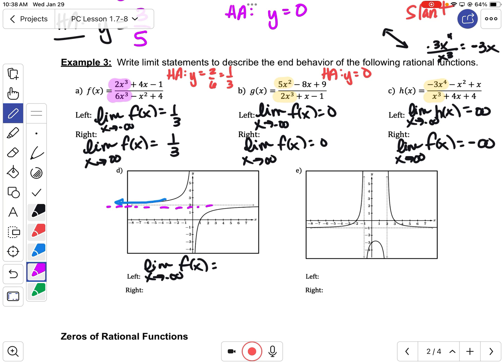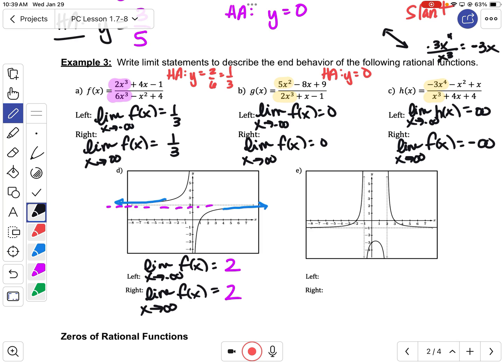Yeah, it's getting really close to that asymptote, which is 2. Okay, would you let Elise back in? Thank you, baby. And then if we do the right side, the limit as x approaches positive infinity of f of x. Okay, so on this right-hand side, what's it getting really close to? 2. Okay, so it's approaching that horizontal asymptote.